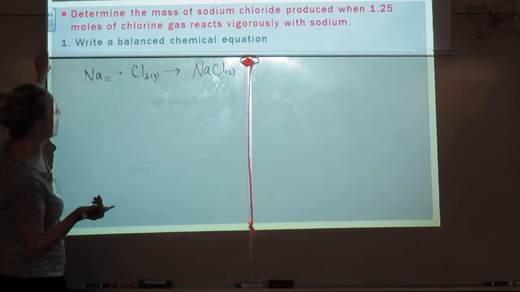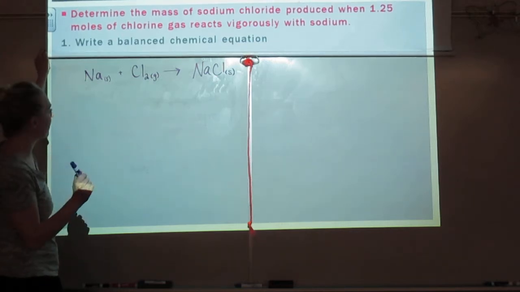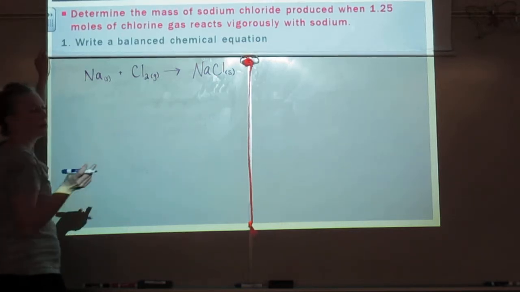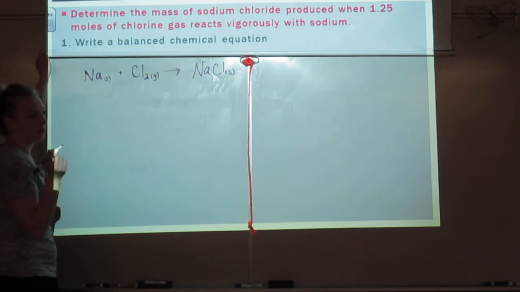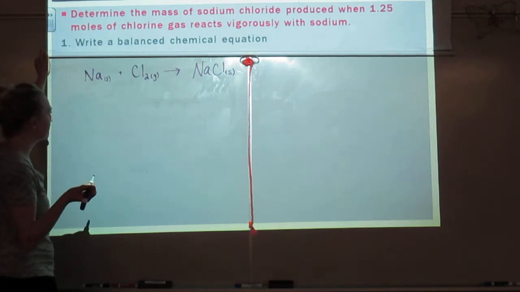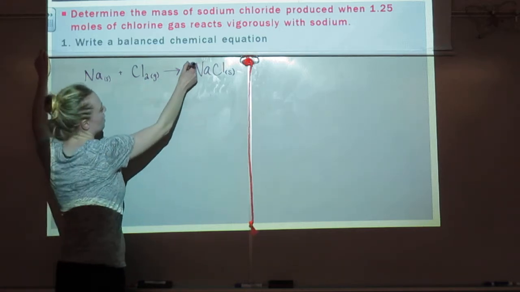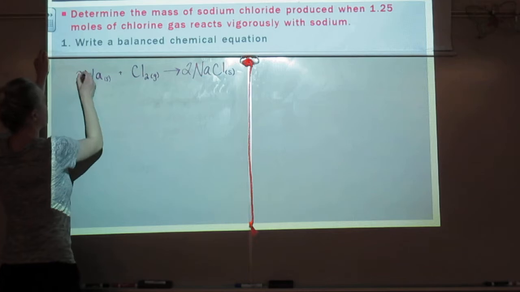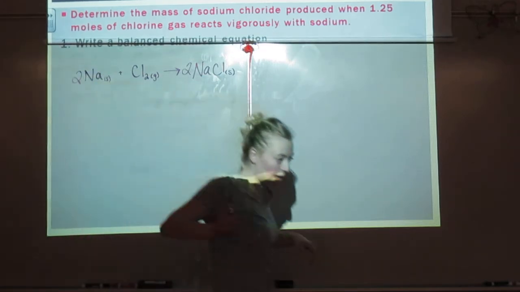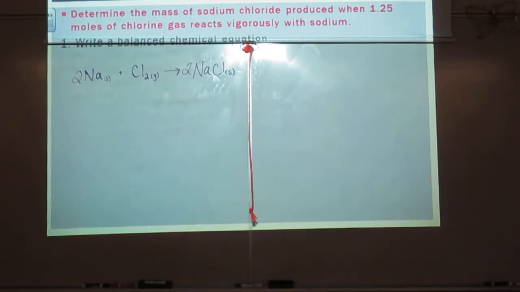I wrote an equation, but I did not balance it. So I'll balance it. See if you can figure out how to balance it before I balance it here in just this one moment. I have my two chlorines, so I'm going to put the 2 over here, and then I have my 2 Na, so I'm going to put the 2 there. First step completed. Balanced equation.